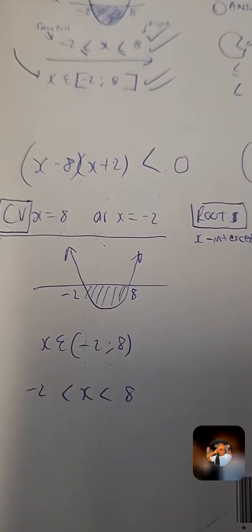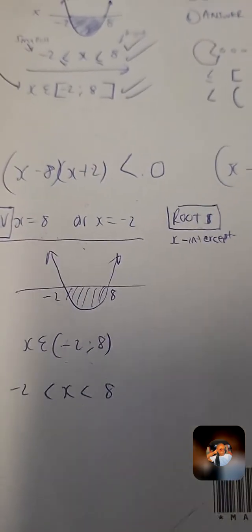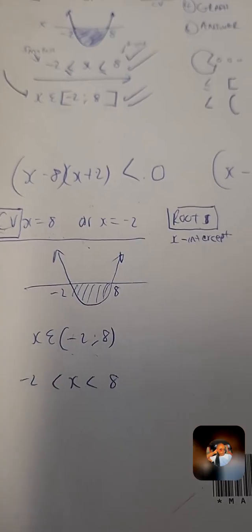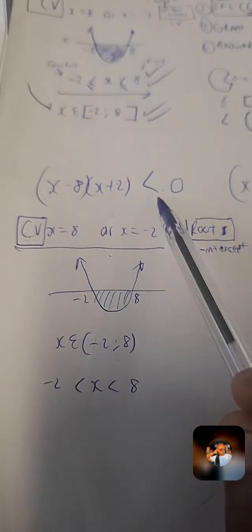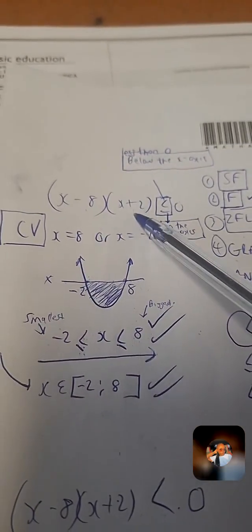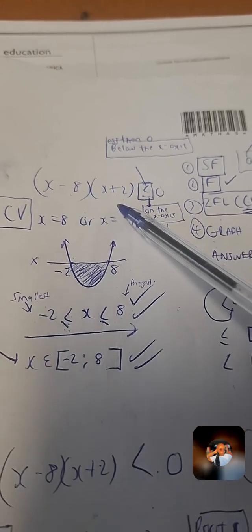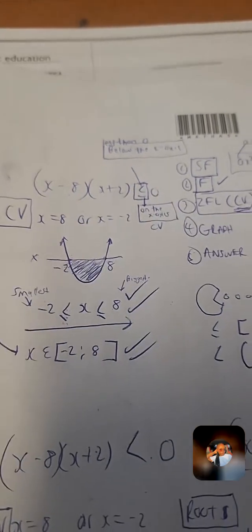Now it makes sense, because I usually wrote, after the first equation, x is greater than or less than, instead of writing the CV: x is equal to 8 or x is equal to -2.